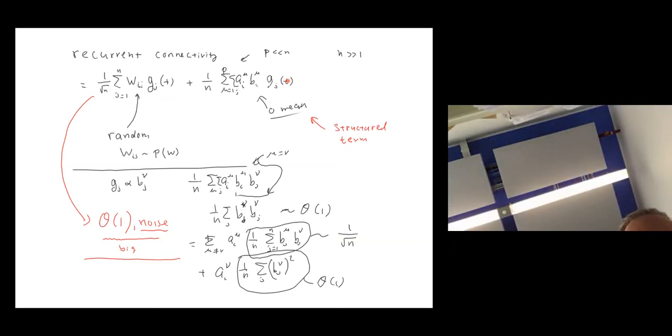And so there's one more thing we need to know. So if GJ is not proportional to BJ nu, or any nu, then we can ignore this term. That allows us to ignore structure. Okay?